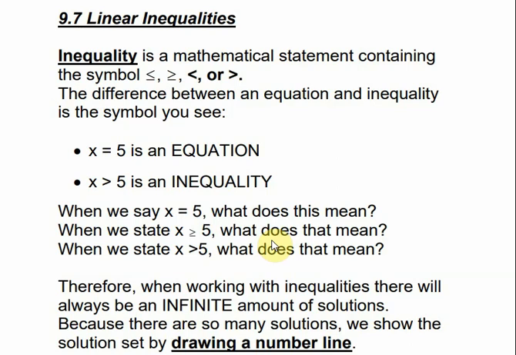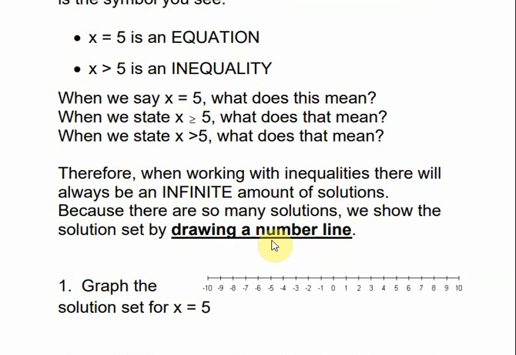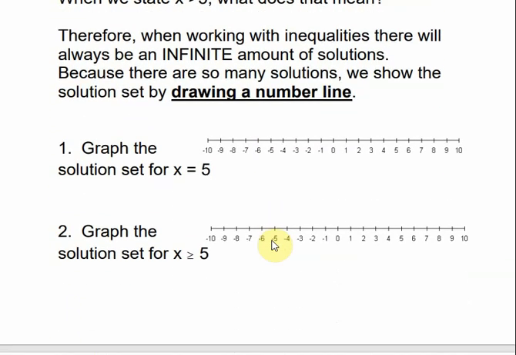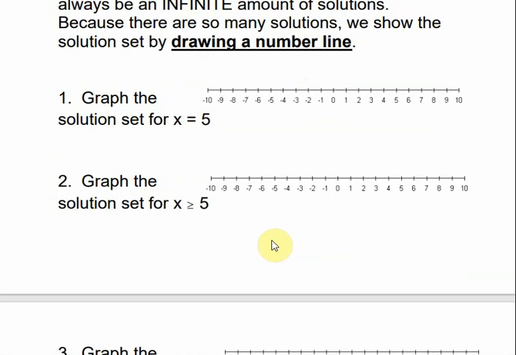Because there's so many solutions, we show the solution set by drawing the number line, because it's not a single answer. For example, if we were to graph the solution set for x equals 5, on the number 5 we'd put a dot and say, this is our answer, x equals 5.